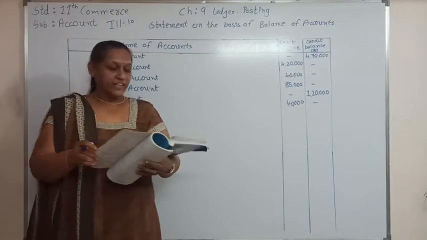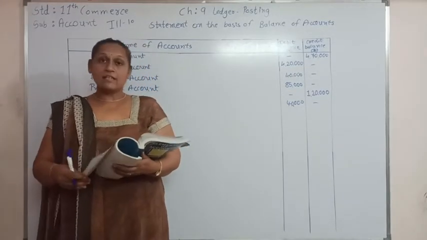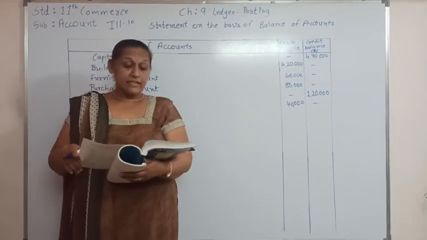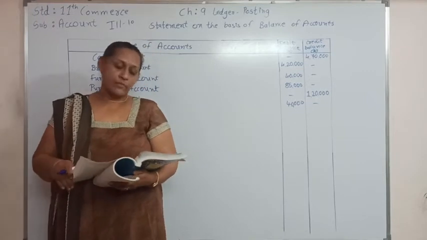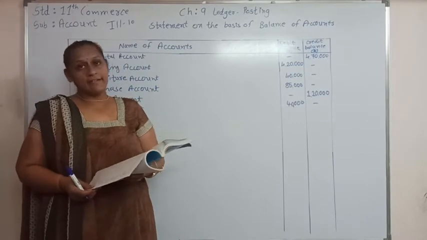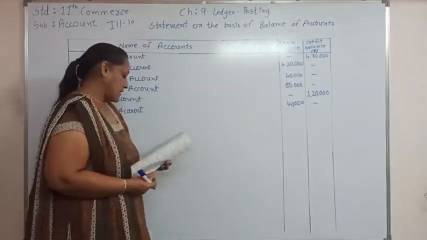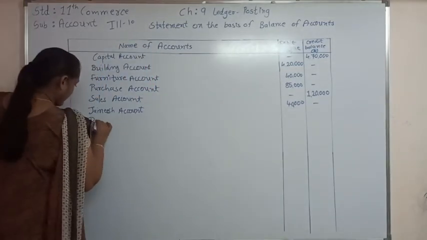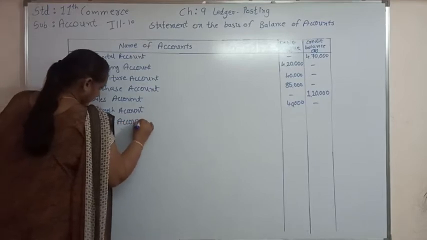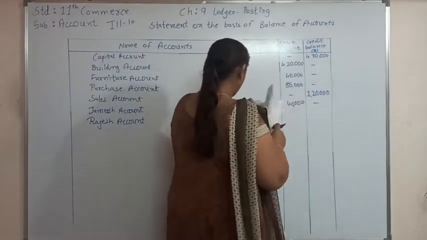Next is the Rajesh account. For the Rajesh account we can see that the purchase is total 85,000 on the credit side, and the debit side it is 15,000 and 20,000. So we can say that 50,000 is more on the credit side. So here the Rajesh account has a credit balance. Rajesh account, here we'll write the 50,000.